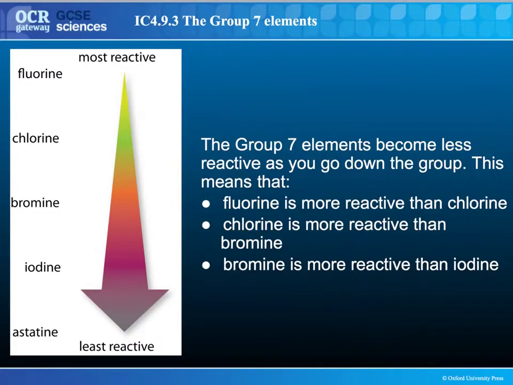So this shows the reactivity. In my mind, this arrow is back to front. The arrow should go up. The most reactive of the group 7 elements is at the top. So fluorine is more reactive than chlorine, which is more reactive than bromine, which is more reactive than iodine, which is more reactive than astatine.